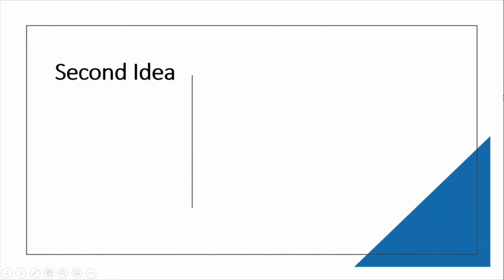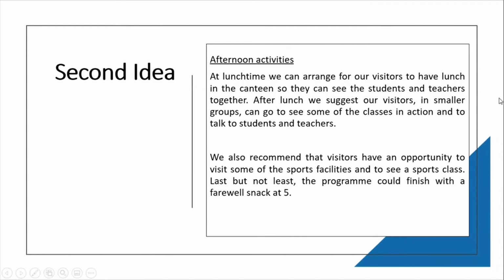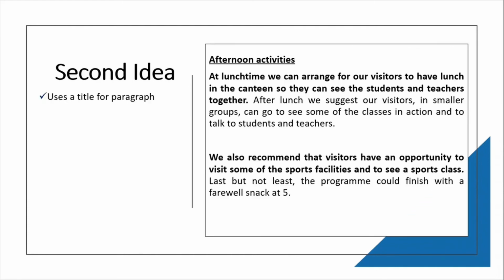The second idea in this proposal is the second part of the plan. And we can see an example paragraph here with the heading of afternoon activities. So let's evaluate what the writer has done in this case. They've used a title for this paragraph. Afternoon activities explains clearly what the reader can expect in the paragraph. It also provides a clear suggestion and a plan of what they can do with these visitors. And at the very end of the paragraph, the writer has also included an extra possible suggestion for the day visit.